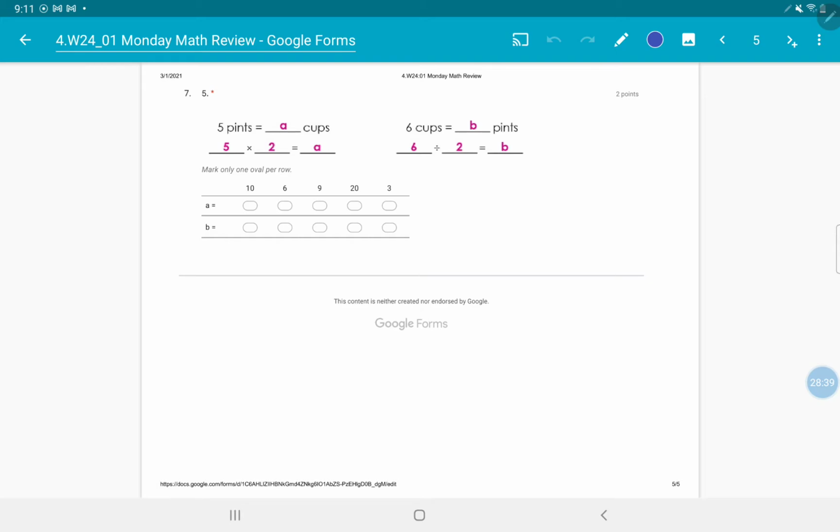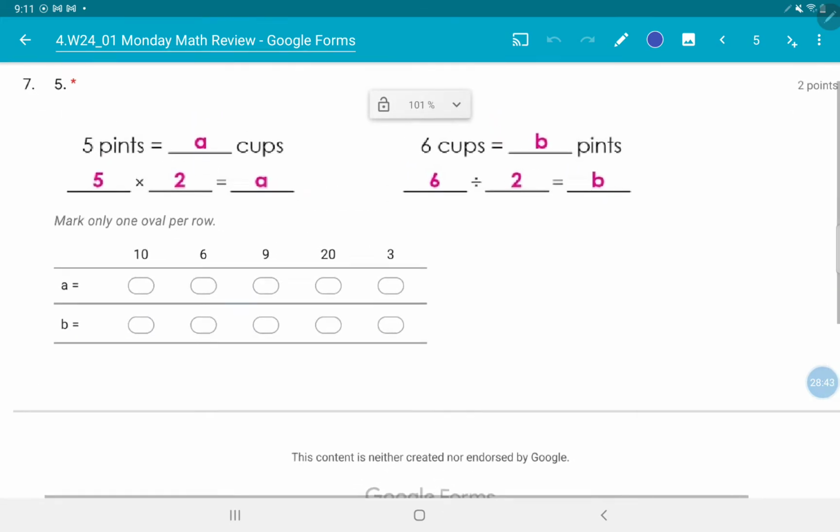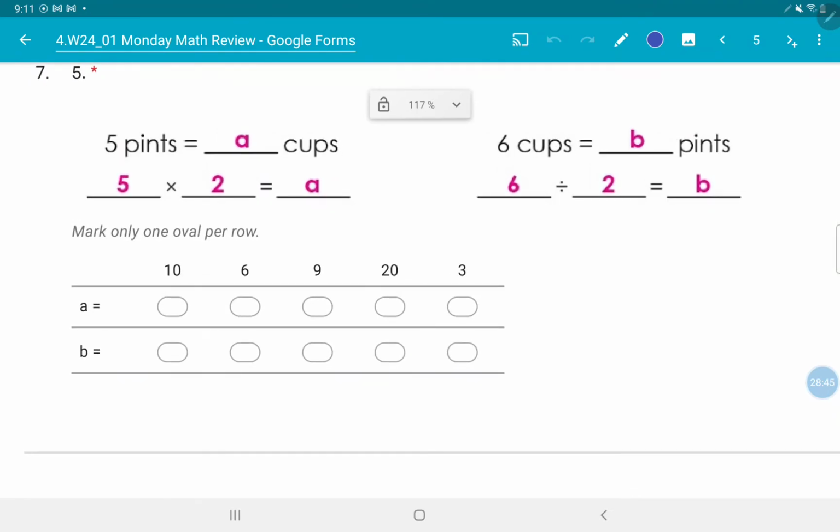Okay? So for the first one, you have 5 pints equals how many cups? And they give you the equation. 5 times 2 equals what? It is 10. 5 times 2 equals 10. So 5 pints is equal to 10 cups.